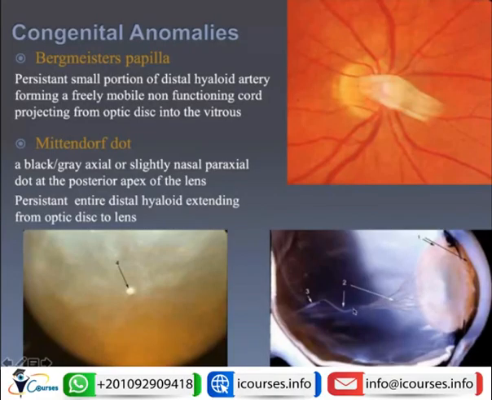Or sometimes the attachment of the hyaloid vessels to the back of the lens capsule will be persistent, and this will be called the Mittendorf dot. So the Mittendorf dot appears as a slightly nasal dot at the posterior surface of the lens, due to the persistent mark of attachment of the hyaloid vessel at the posterior capsule of the lens.